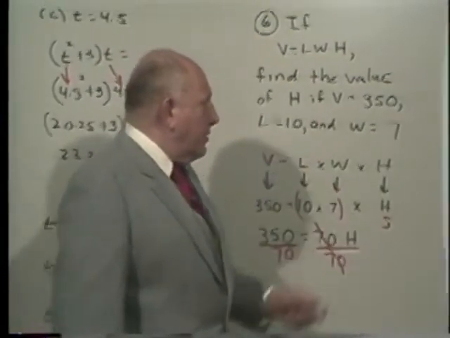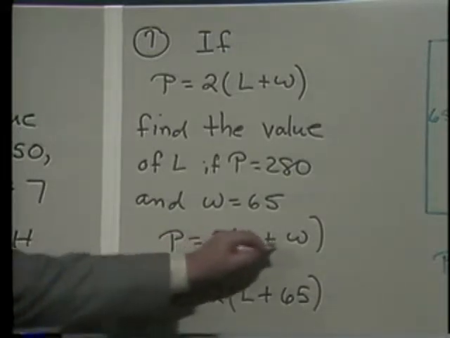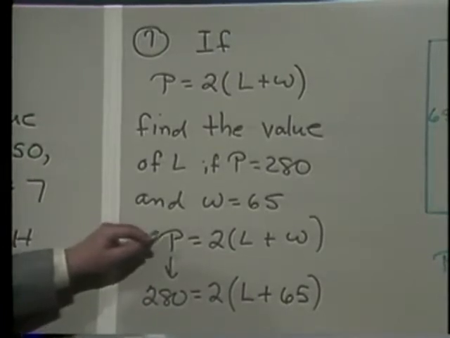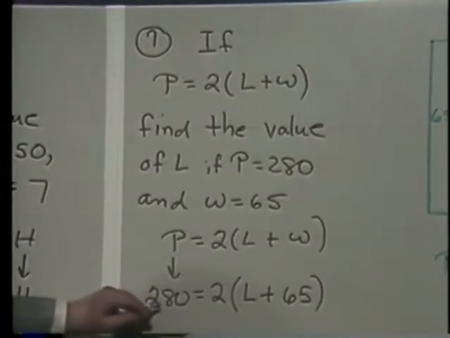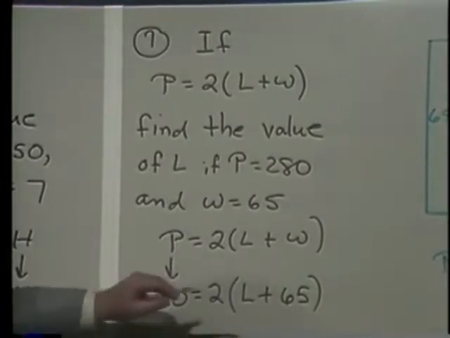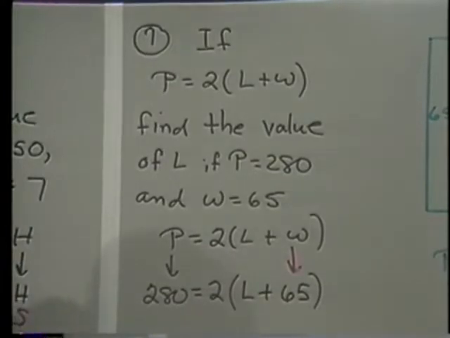See, another example. If P equals 2 times, in parentheses, L plus W, find the value of L if P is 280 and W is 65. Well, what do I do over here? I take the formula, and I replace the letters by their given values. P is told to me to be 280, right? So I replace P by 280. They tell me W is 65, so I replace W by 65.